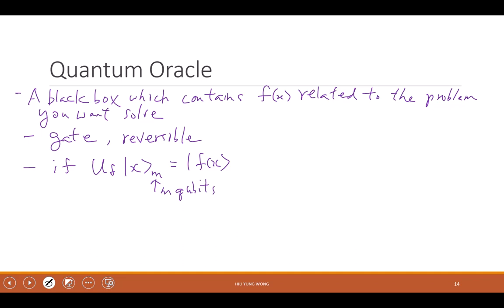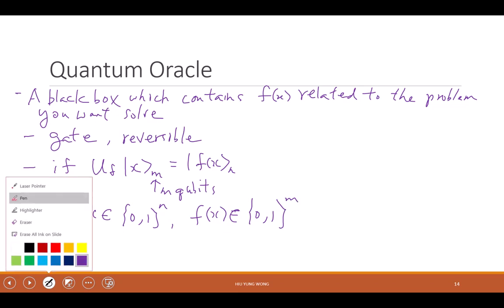But in some cases, the input doesn't equal the output, right? For example, if you have x, which is again 0 and 1, but you have n qubits, this means you have the permutation of them, right? And then your f of x equals 0 and 1, but you have m qubits. I swapped the sign. M qubits.